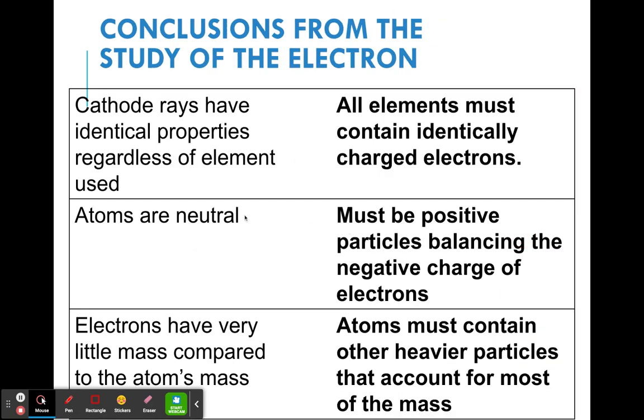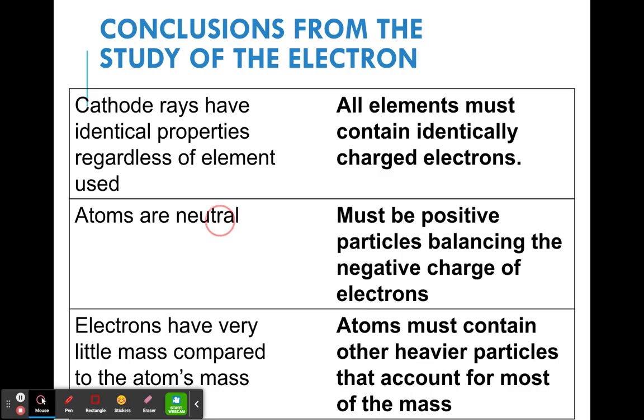All right, so what are the conclusions we can draw? Well, cathode rays have identical properties regardless of the element used. So whatever element you use, we got the same properties. We got the same negatively charged particles. So all elements must contain identically charged electrons, because all elements that were tested had that same cathode ray effect.